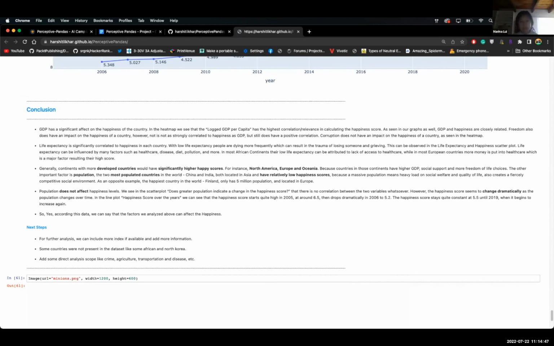Life expectancy is significantly correlated with happiness in each country. With low life expectancy, people are dying more frequently, which can lead to the trauma of losing someone and grieving, so the happiness goes down. This can be observed in the happiness and life expectancy plot. Some factors that can influence life expectancy are healthcare, disease, diet, population, and more.